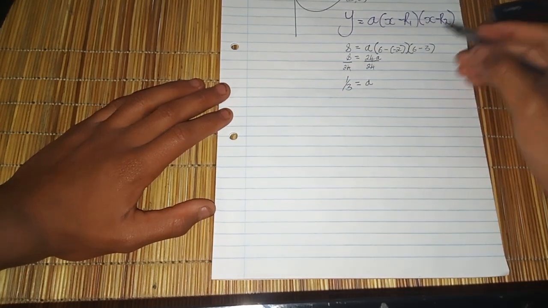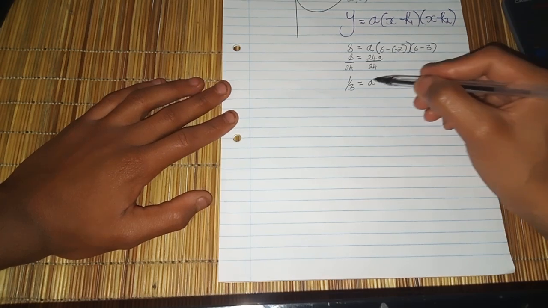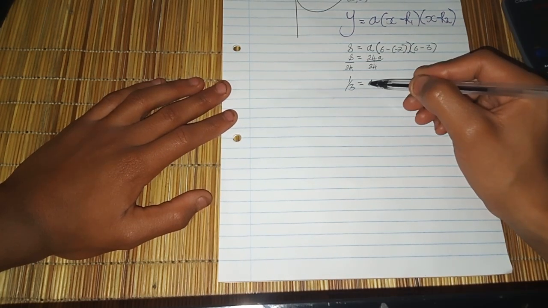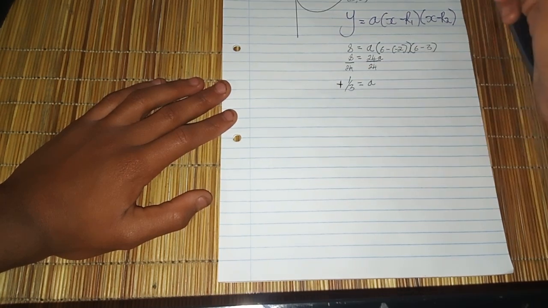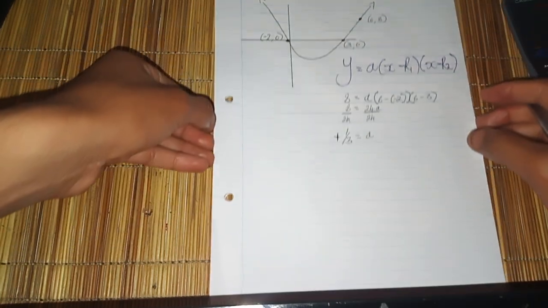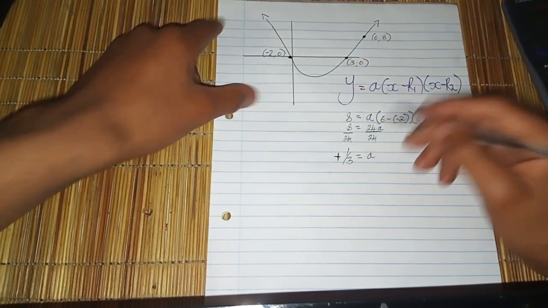Now, if you substitute in everything, you should find that a third is equal to a. Now, a is positive. When a is positive, the graph is smiling. This guy is smiling. Look at that big smile. A is positive.